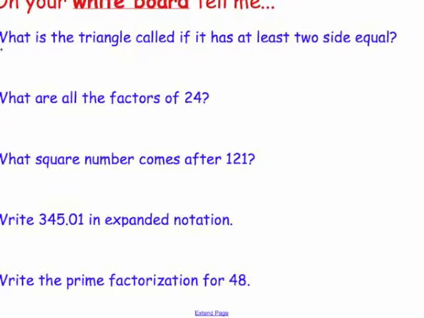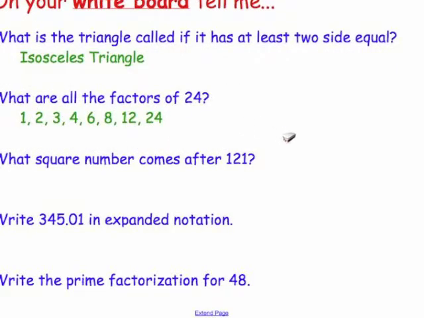Okay, so you're probably back to check your answers. Let's look at these. The first one said, what is a triangle called if it has at least 2 equal sides? We talked about this yesterday in your lessons, and it is called an isosceles triangle. Okay, what are the factors of 24? Remember, factors are the numbers you can multiply together to get 24. Hopefully you were able to get these. Now you might not have written them like this. You might have said 1 times 24, 2 times 12, 3 times 8, or 4 times 6. But those are all of the factors of 24.